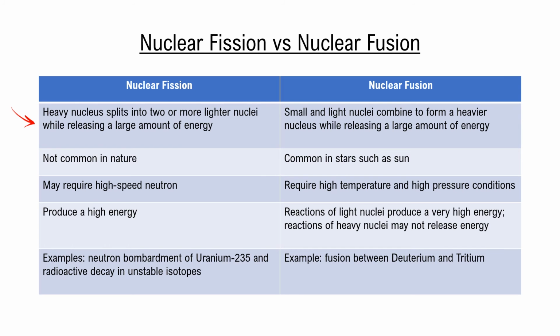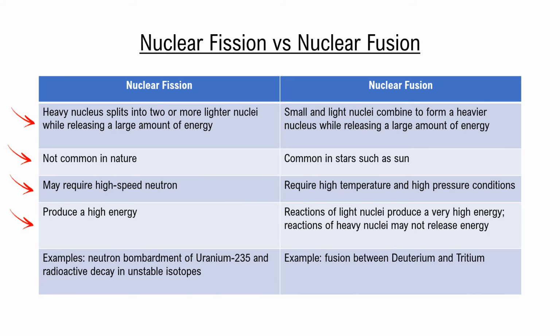The definition for nuclear fission is heavy nucleus splits into two or more lighter nuclei while releasing a large amount of energy. And for nuclear fusion, small and light nuclei combine to form a heavier nucleus while releasing a large amount of energy. Nuclear fission is not common in nature, while nuclear fusion is common in stars such as the Sun. Nuclear fission may require high-speed neutron, while nuclear fusion requires high temperature and high pressure conditions.